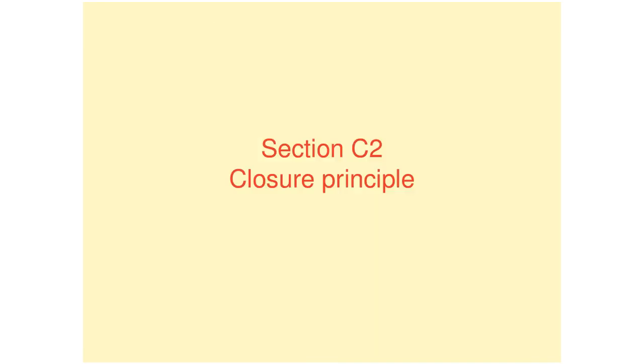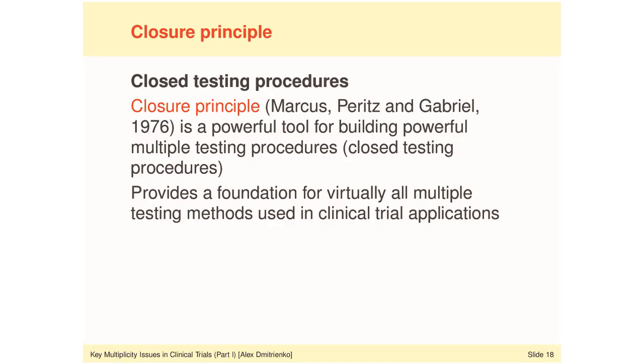Section C2, Closure Principle. Having defined 2 basic multiplicity adjustment methods, the Biopharmaceutical procedure and the SIMS global test, we are now ready to begin building multiple testing procedures, and I should say efficient multiple testing procedures. To accomplish this, we will need the closure principle, which will be discussed in this section.